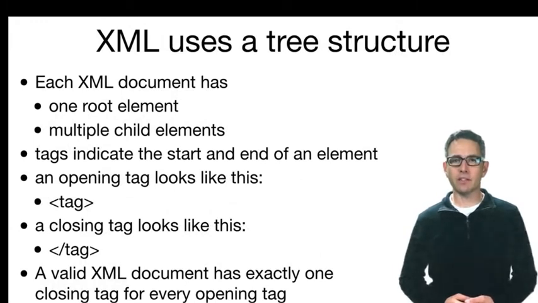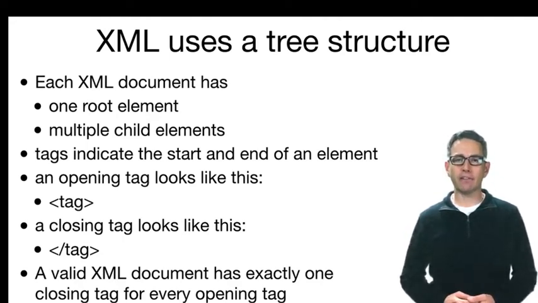XML, because of the way it uses tags, produces something that can be interpreted as a tree structure. Every XML document has one root and can have multiple child elements and multiple subchild elements. Tags always form the beginning and the end of an element.